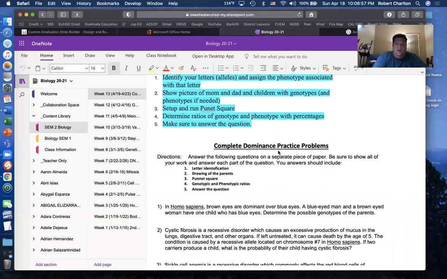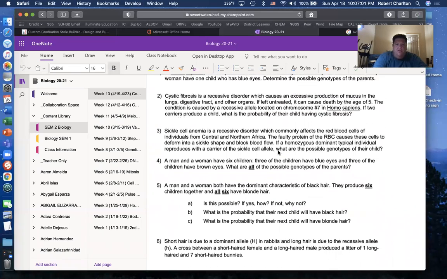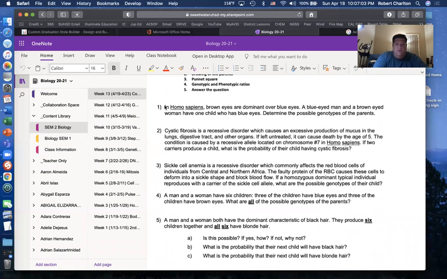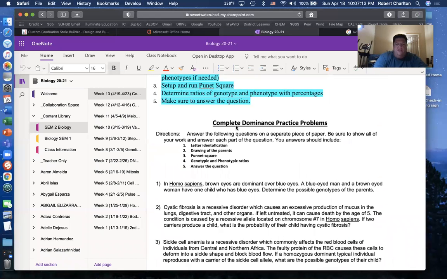And so there are what, 5 of them? 6 of them. There's 6 problems. And so you don't need to copy the question. You'll do this on a separate piece of paper. But there are steps that you need to have for every problem. And these are one of the things I want to go over in the notes.